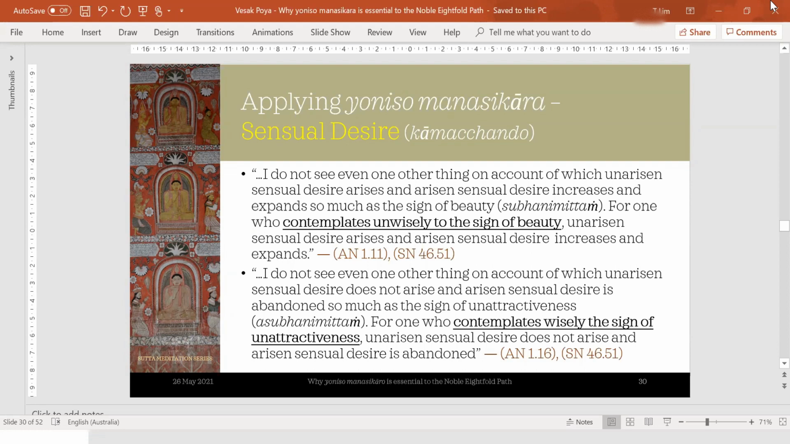So the Buddha says, I do not see even one other thing on account of which unarisen sensual desire does not arise, and arisen sensual desire is abandoned, so much as the sign of unattractiveness. This is the asubha nimitta. For one who contemplates wisely, yoniso manasikara, the sign of unattractiveness, unarisen sensual desire does not arise, and arisen sensual desire is abandoned. So you see the opposite effect. If it hasn't arisen, whenever you make contact with so-called agreeable objects, you make sure you have the asubha nimitta, the unattractive nimitta, in it when you're actually making contact.